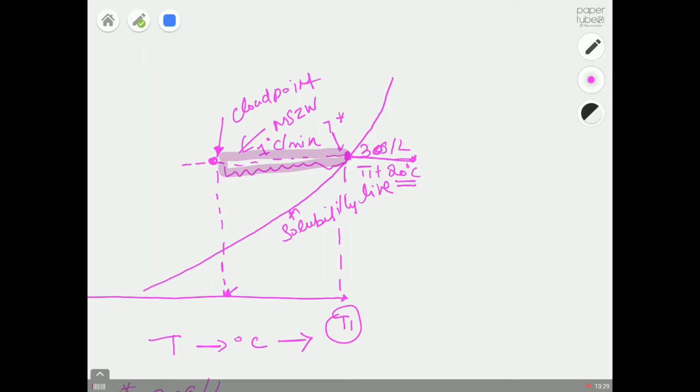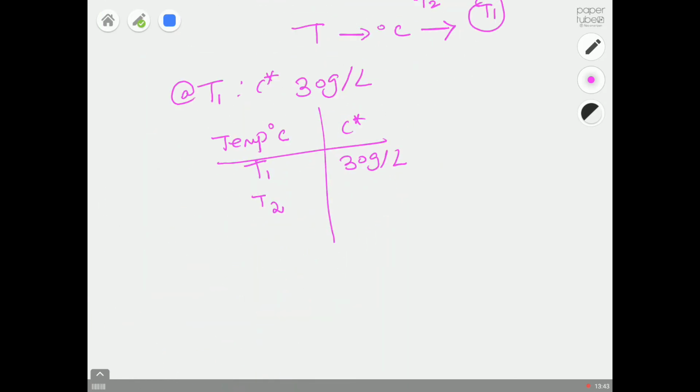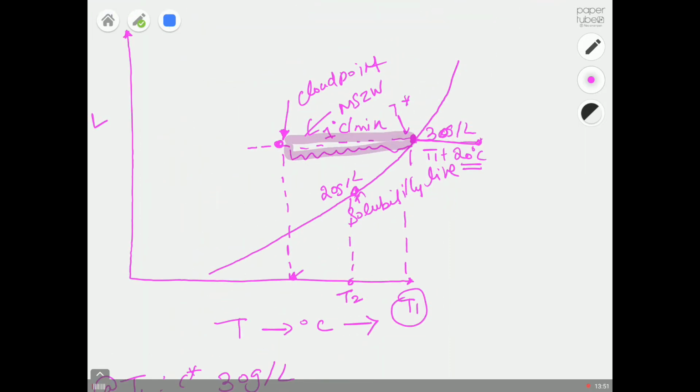Obviously you can start one more experiment. Let's start another experiment. Say this is 20 grams per liter. If you draw a line down here, let's call this T2. So when the temperature is T2, your solubility is 20 grams per liter. Now we are going to heat the solution to T2 plus 20 degrees centigrade, starting from 20 grams per liter.